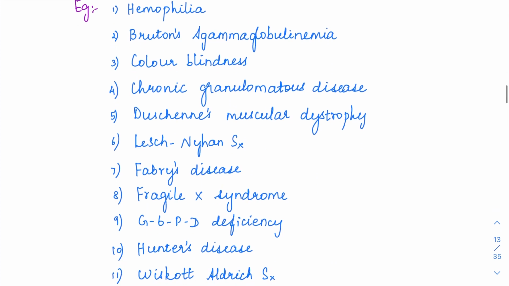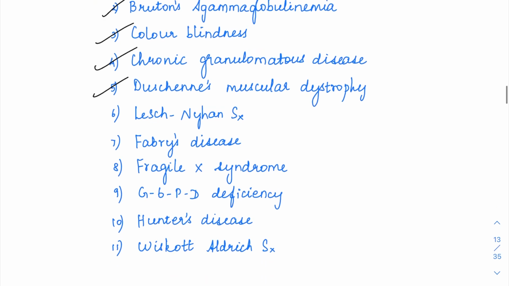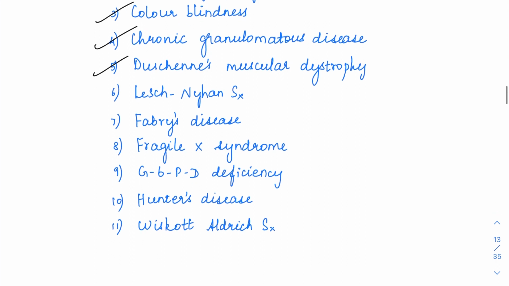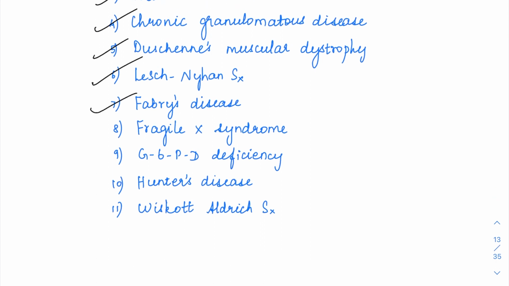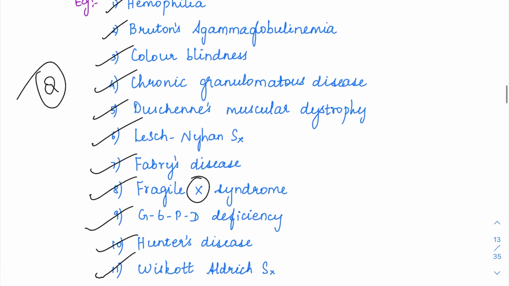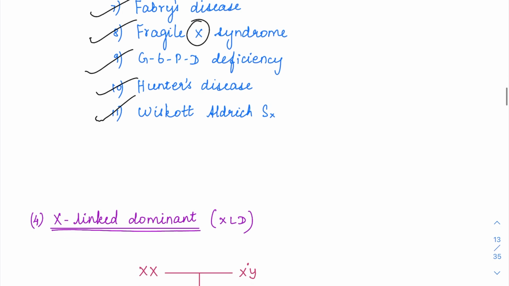So what are the diseases of this X-linked recessive pattern? We have hemophilias, then Bruton's agammaglobulinemia. In that again, you are going to have an X-linked defect. Color blindness is X-linked recessive. Then chronic granulomatous disease, you have both an X-linked and an autosomal recessive subtype. Then Duchenne's muscular dystrophy and Becker's muscular dystrophy, both of these are again X-linked. And then Lesch-Nyhan syndrome, Fabry's disease and Hunter's disease, I already told, it's an exception from the autosomal recessive one. Then Fragile X syndrome, as the name suggests, there is X here. Then G6PD deficiency, and then Wiskott-Aldrich syndrome. So the examples are again very important here. So all of these are X-linked recessive diseases.